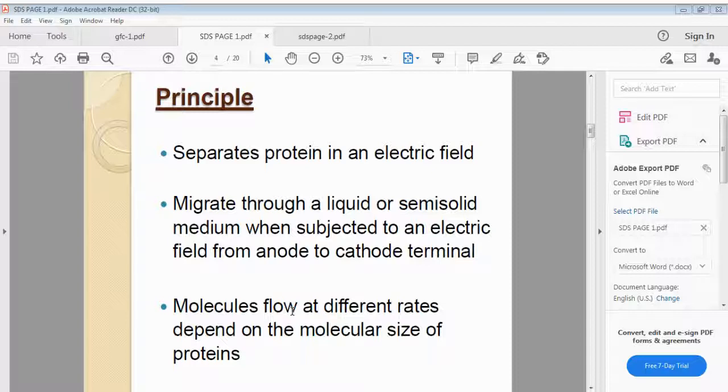Which one will migrate faster towards the anode? The migration rate is faster for which molecule? Somebody told me the one which is having lesser number of charge. Is it correct?